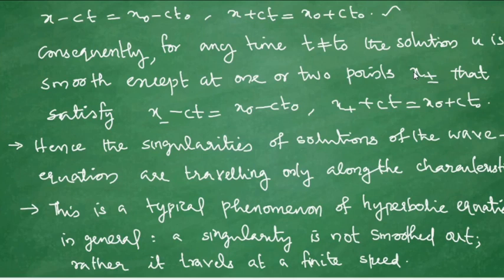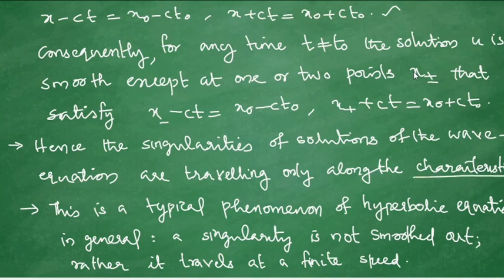Hence, the singularities of the solutions of the wave equation are traveling only along the characteristic. That means we can say that if the function u has a singularity at x naught t naught, that is, the solution is smooth except at the point x naught t naught, then these singularities will travel along the characteristics.